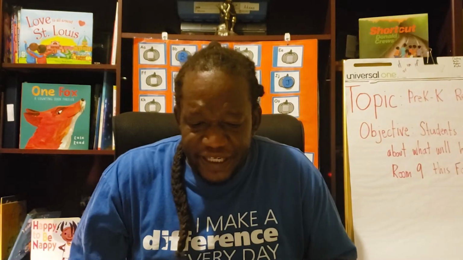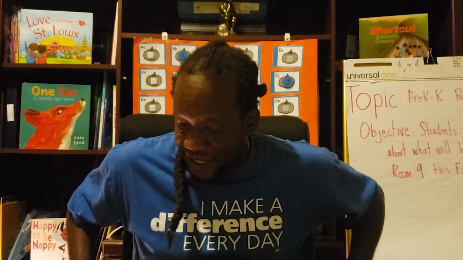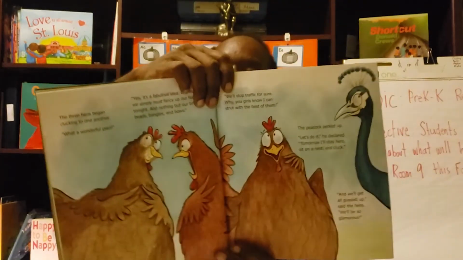The three hens began clucking to one another. "What a wonderful plan! Yes, it's a fabulous idea. Oh, ladies, we simply must fancy up our feathers tonight. And nothing but our brightest beads, bangles, and bows. We'll stop traffic for sure." "Why, you girls know I can strut with the best of them." The peacock perked up. "Let's do it," he declared. "Tomorrow I'll stay here, sit on the nest, and cluck." "And we'll get all gussied up," said the hens. "We'll be so glamorous."